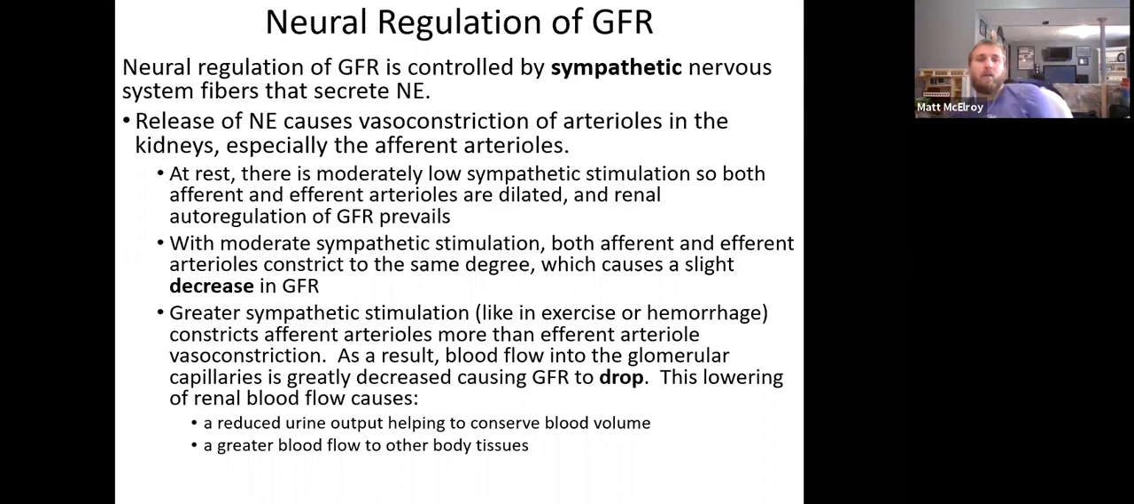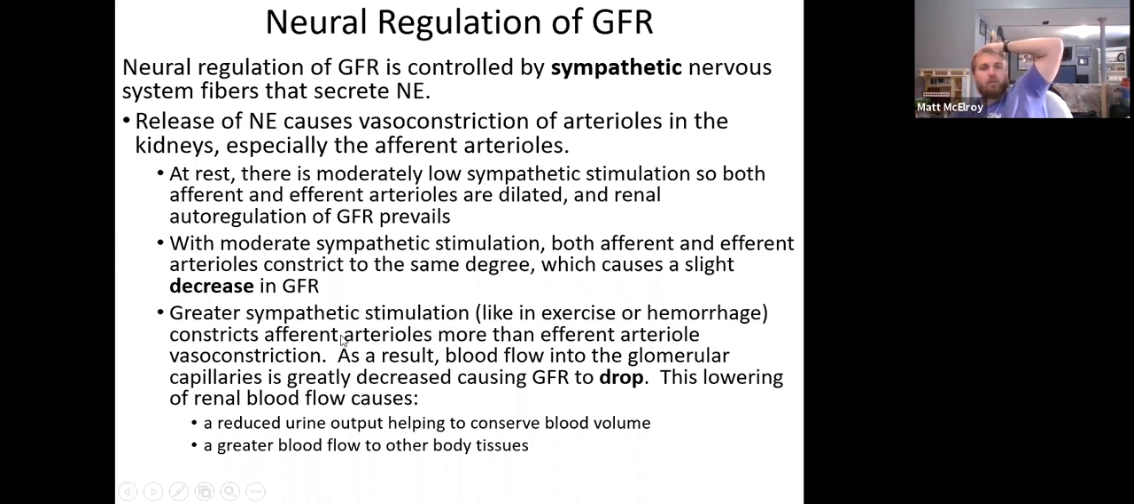Now at rest, when there's moderately low sympathetic stimulation, in other words, our parasympathetic nervous system is active, both the afferent and efferent arterioles are dilated, and therefore renal autoregulation of GFR is more important, or it prevails. But with moderate sympathetic stimulation, both the afferent and efferent arterioles constrict to the same degree, which causes a slight decrease in GFR. Even greater sympathetic stimulation, like during exercise or during hemorrhage when a person is bleeding, causes constriction of the afferent arterioles more than the efferent arterioles.